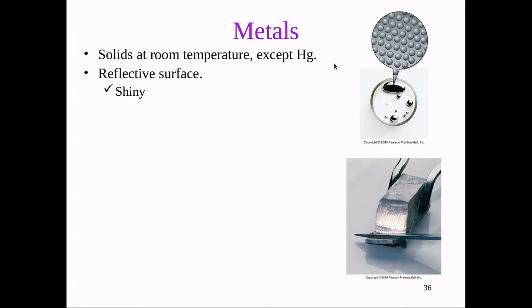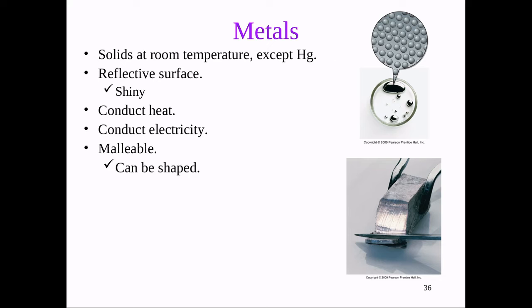They tend to be reflective and shiny. They tend to conduct heat. They conduct electricity. They're malleable, meaning we can shape them specifically to stamp them into a thin sheet. They're ductile, so we can draw them out into wires like we do with copper and aluminum for our houses.